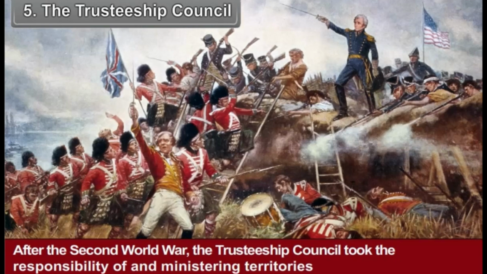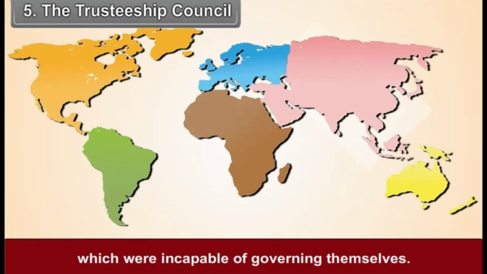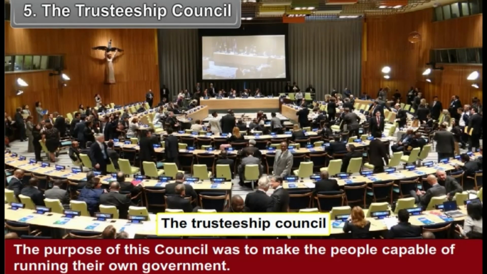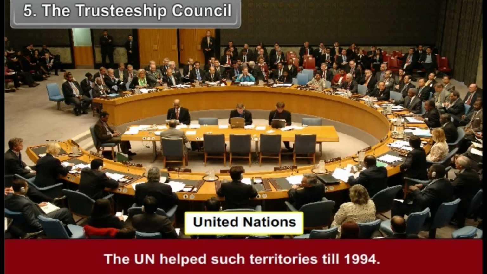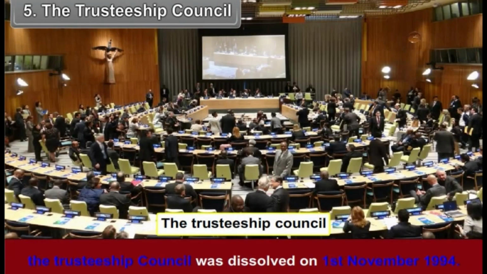The Trusteeship Council. After the Second World War, the Trusteeship Council took the responsibility of administering territories which were incapable of governing themselves. The purpose of this council was to make the people capable of running their own government. The UN helped such territories till 1994. Once the Palau Islands in the Pacific Ocean became independent, the Trusteeship Council was dissolved on 1st November 1994.